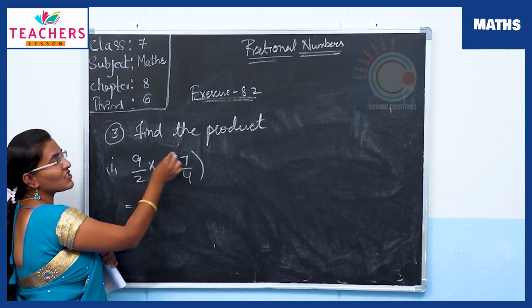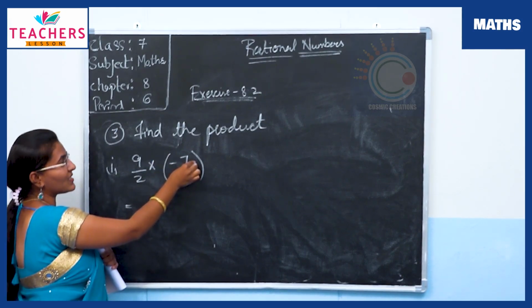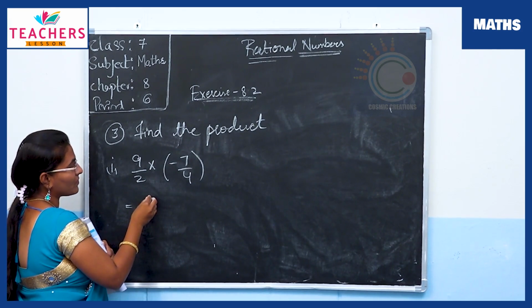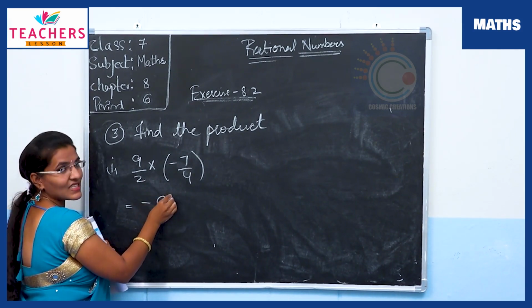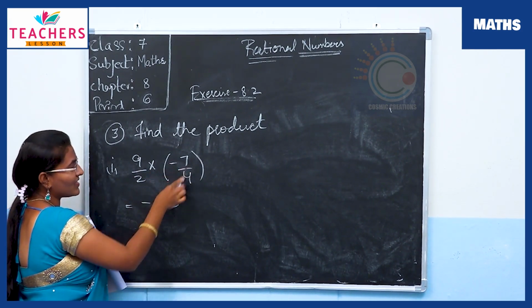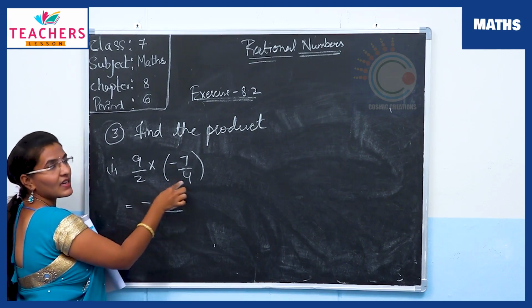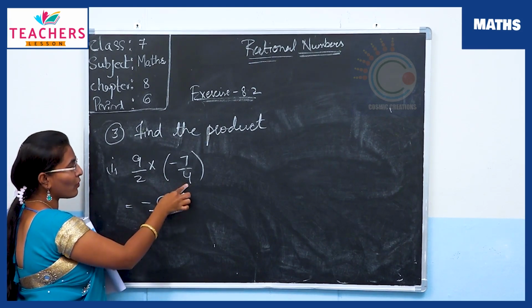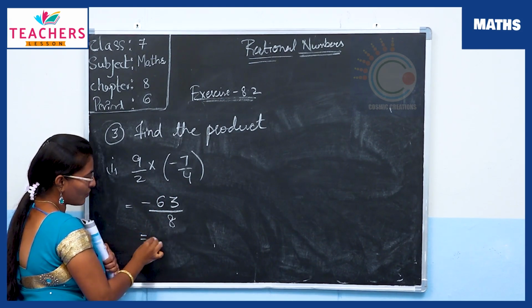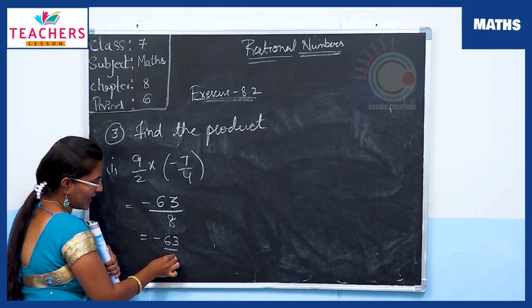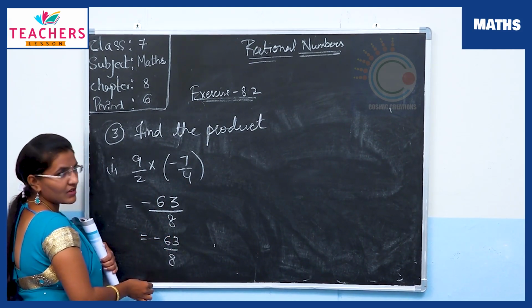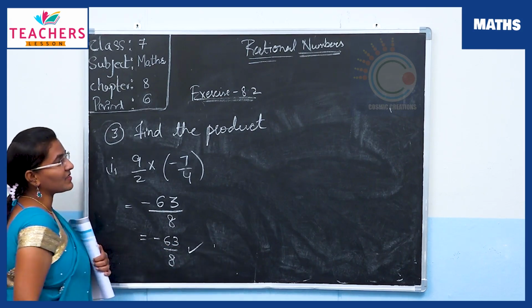So 9 sevens are how much? Sorry, 9 sevens is 63, right? So 9 into 7 is 63, the numerator, and directly multiply the denominators, 2 into 4 is 8. So what is the answer? 63 by 8. Can you cancel out, students? No, right? So this is the final answer.